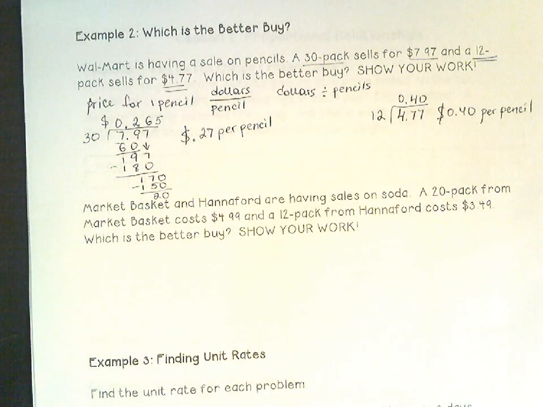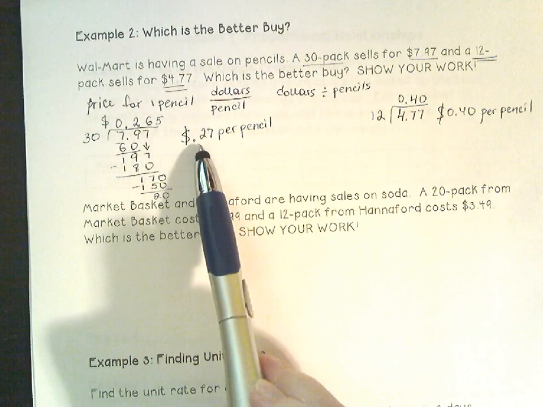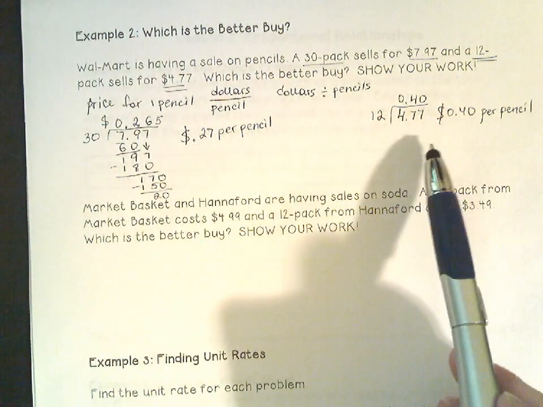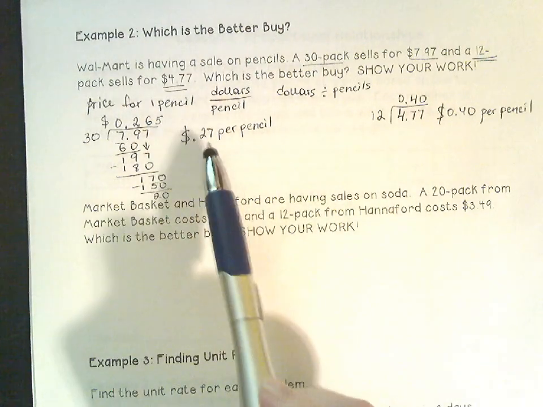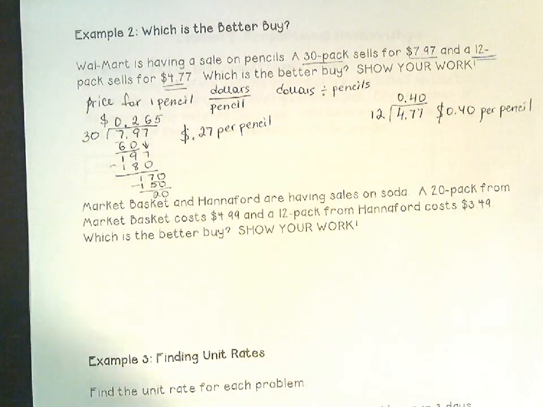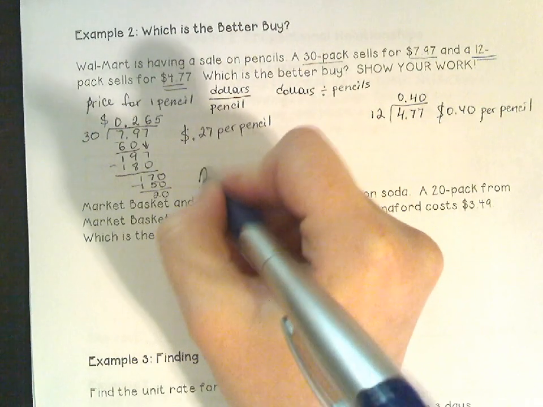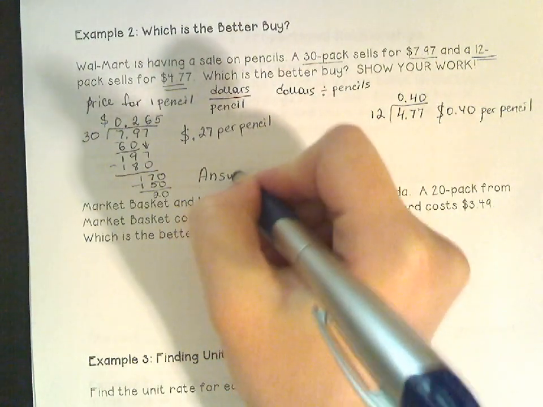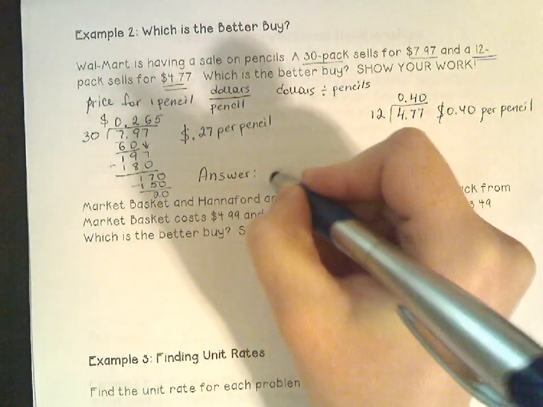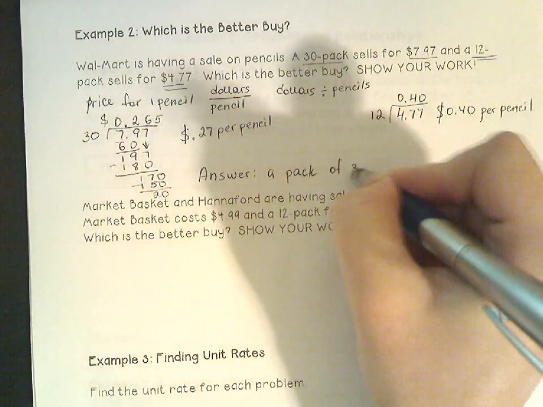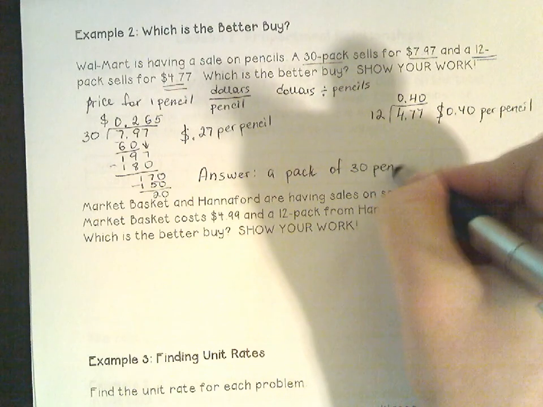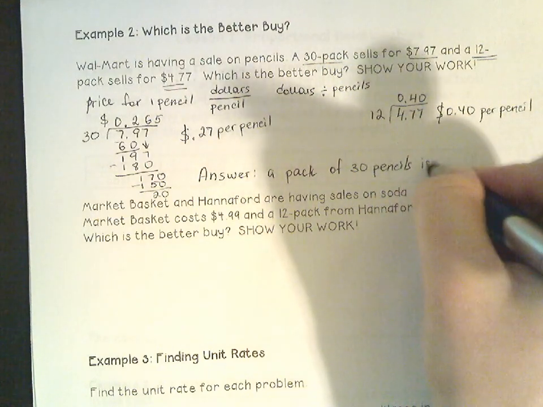Okay. All right. So in the first case, we got 27 cents per pencil, and in the second case, we got 40 cents per pencil. Which one is a better buy? A better buy will be the first one, right? So we need to make sure that we have our answer written down. Answer: a pack of 30 pencils is the better buy.